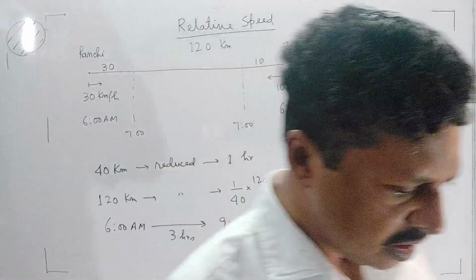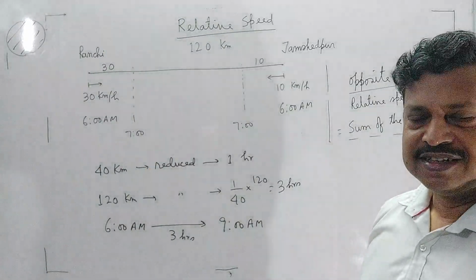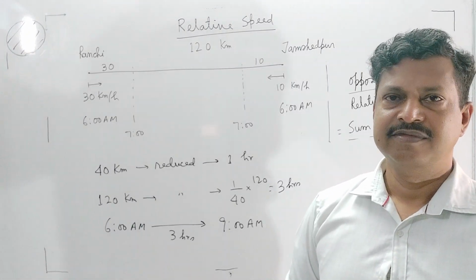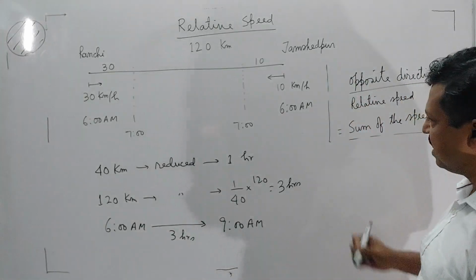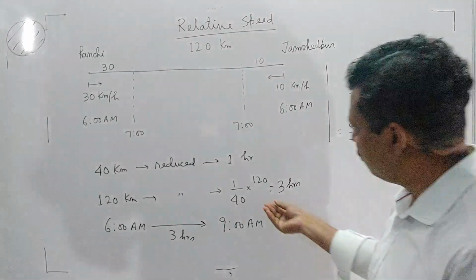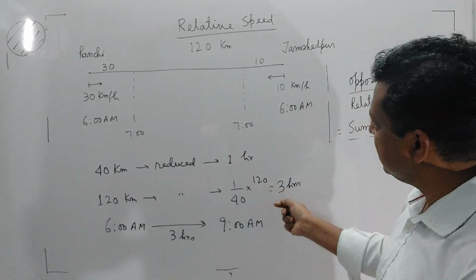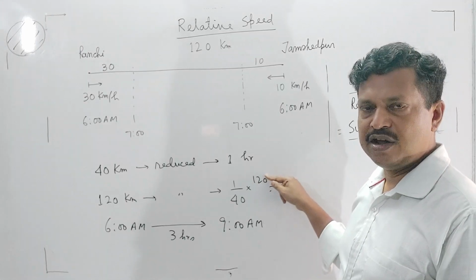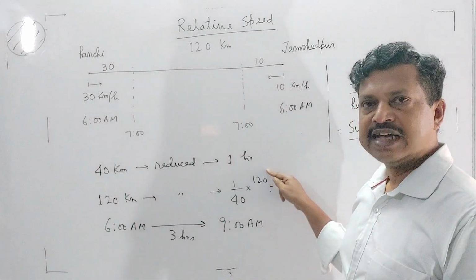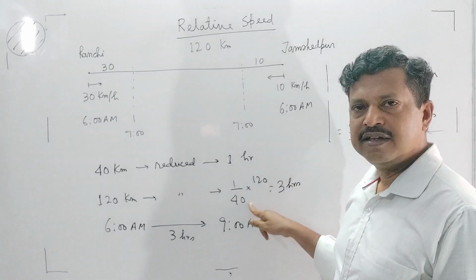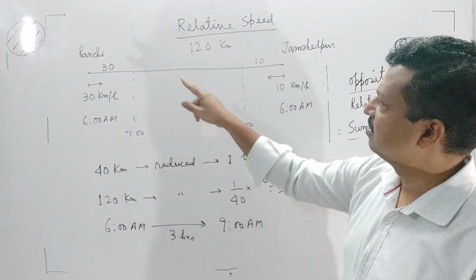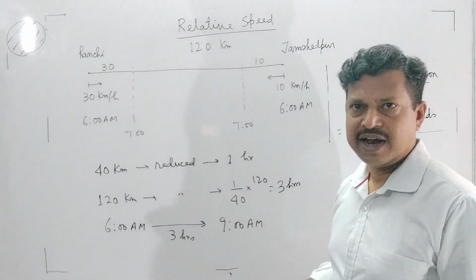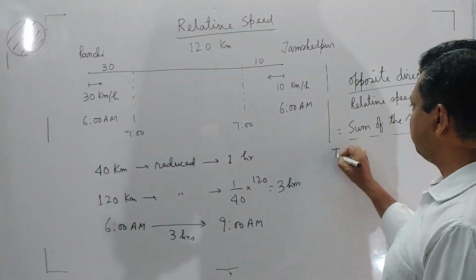Now, can we formulate this? Time taken to meet, if you look at it carefully, is what? At 6 a.m. the distance between these two cars was 120 kilometer. So the distance at the start divided by the relative speed. What is the relative speed? 30 plus 10, that is 40. So 120 by 40, 3 hours. So time taken to meet will be the distance at the start divided by the relative speed.